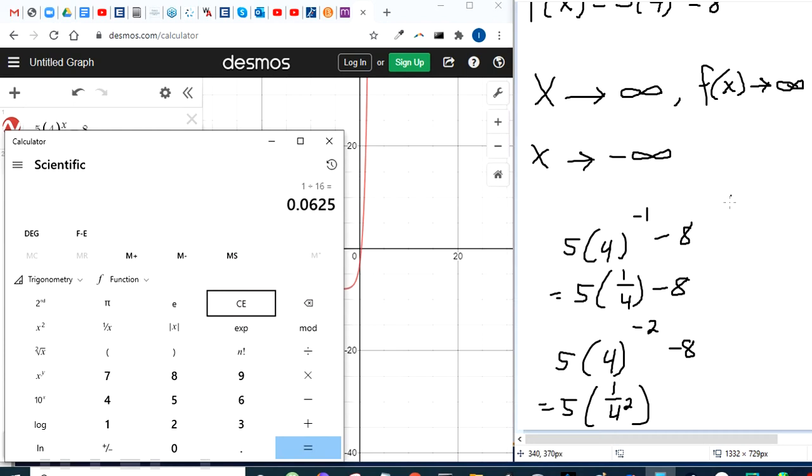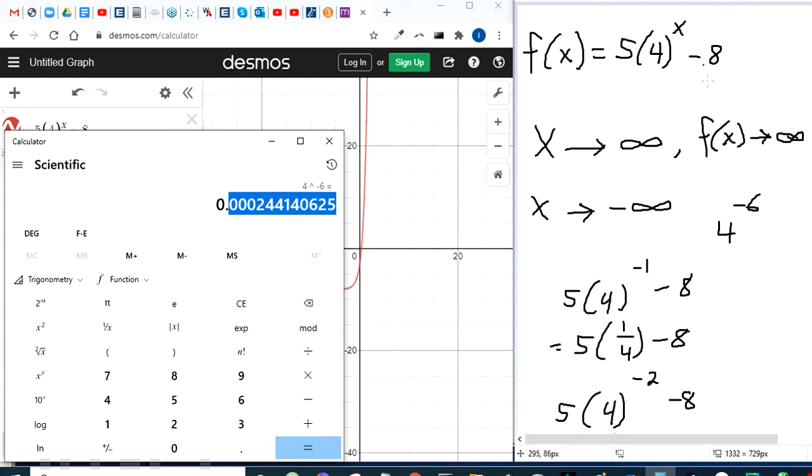As we go further back in the negatives, like 4 to like the negative 6, let's try punching that in our calculator. 4 to the power of 6 as a negative is really, really small. So this term is getting closer and closer to 0. And then 0 minus 8 makes negative 8.